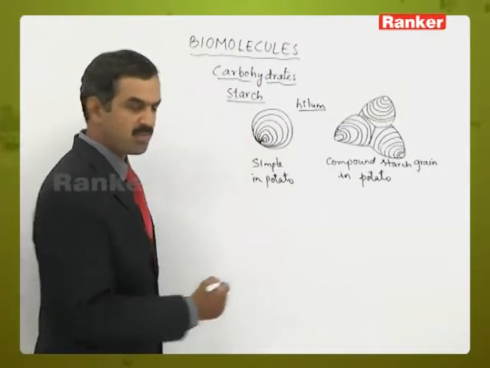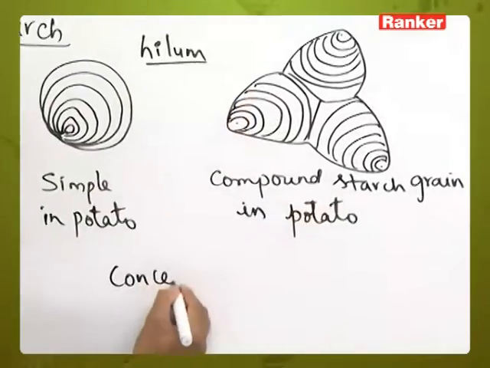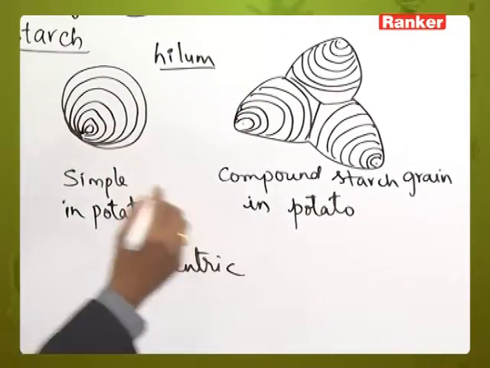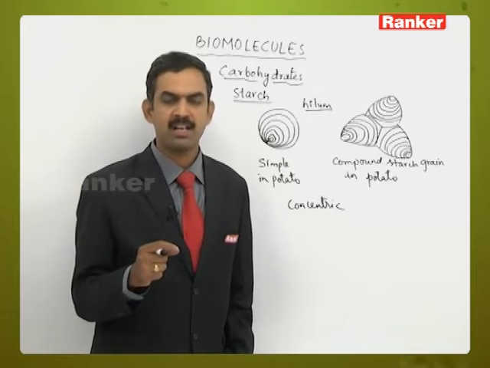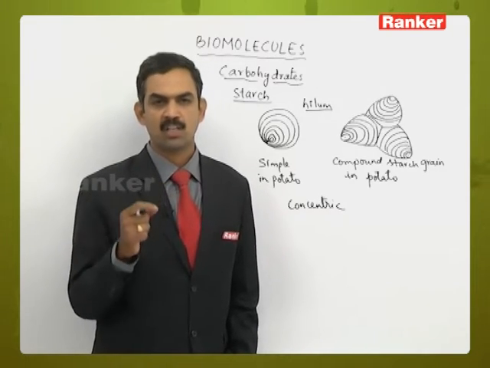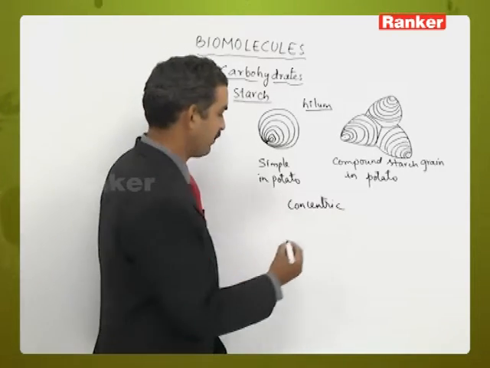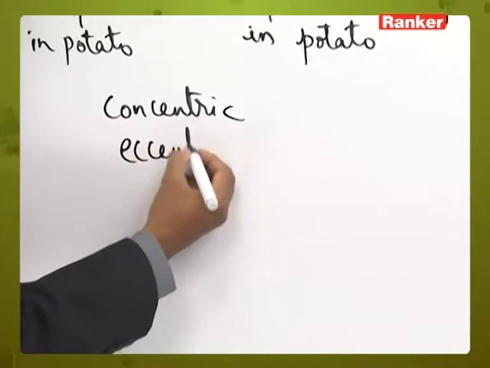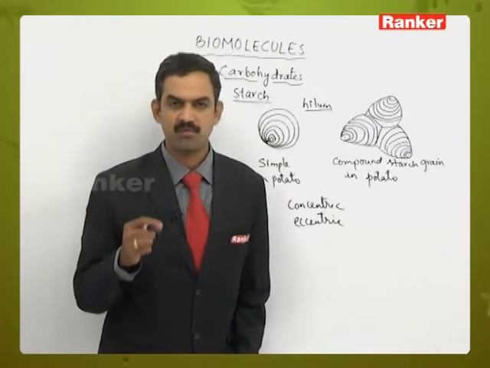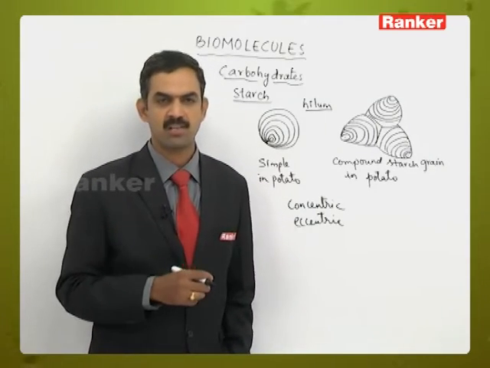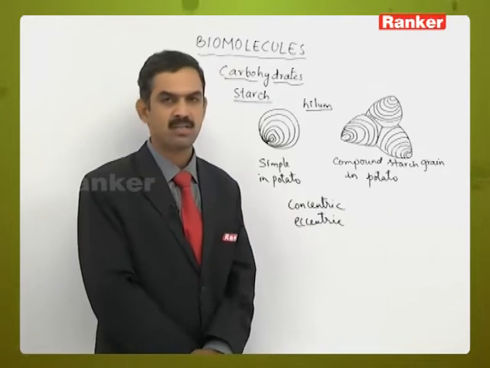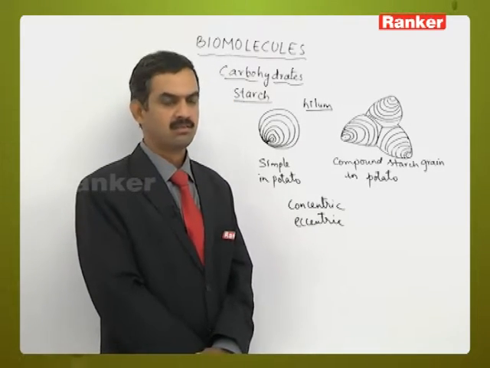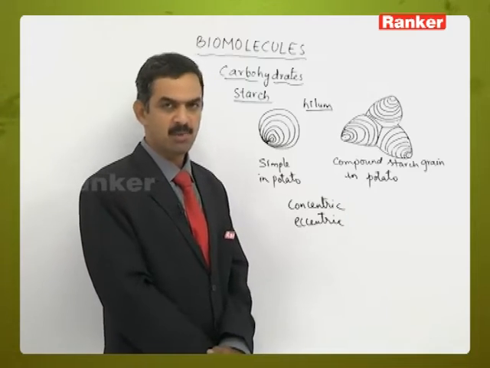The layer formation may be either in the concentric form. Concentric means the starch layers are formed around a central point called the hilum, in a concentric or round form of ring-like structures. Whereas in the eccentric form, they are not formed in one single structure. So this type of organization is called an eccentric form. So either the concentric or the eccentric form of starch layers will be produced.